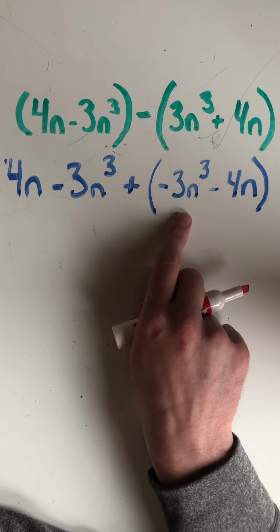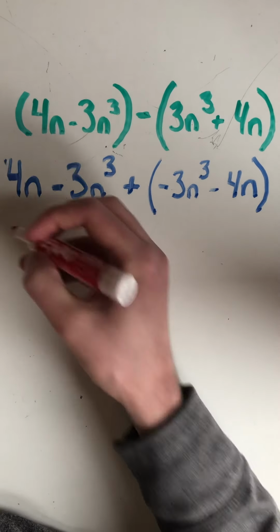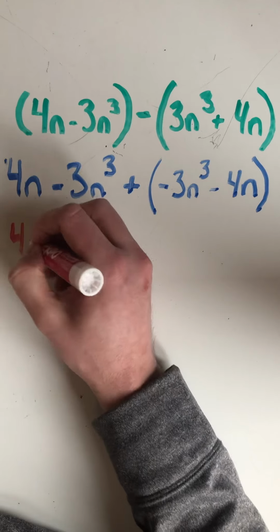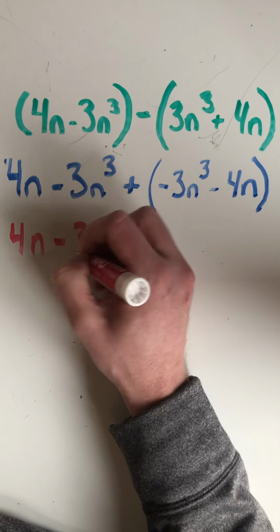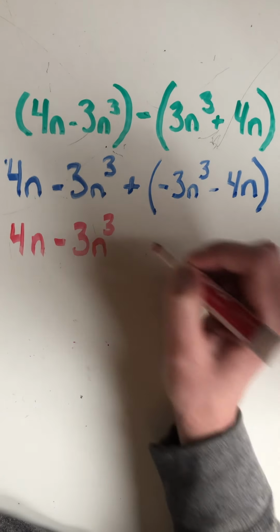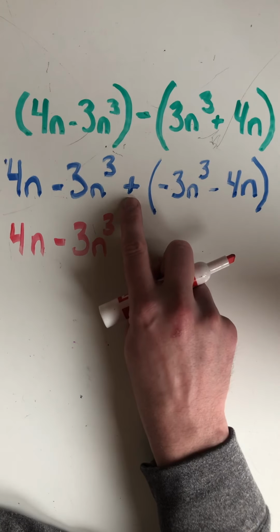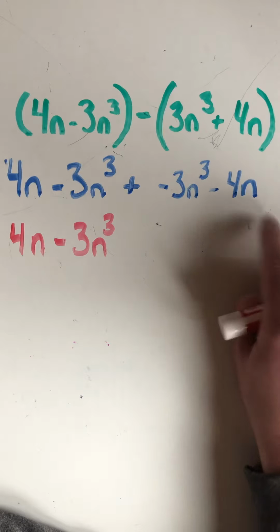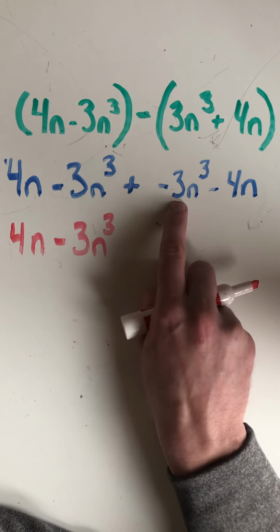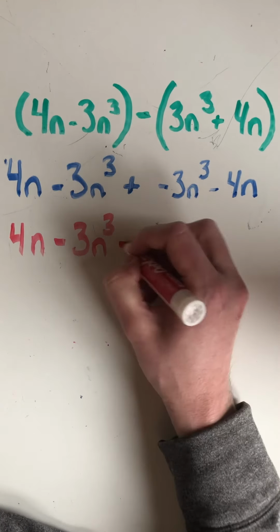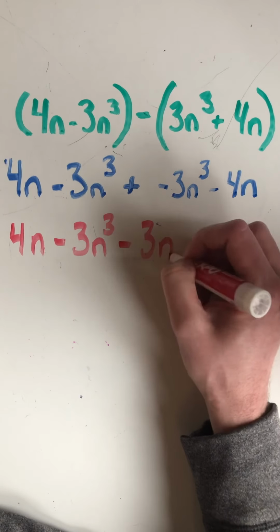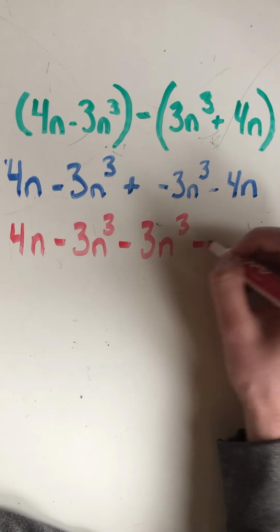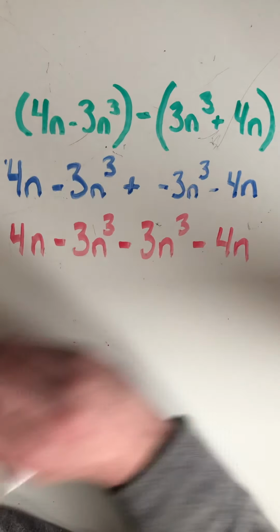So I'm going to rewrite this one more time. 4n minus 3n to the third, same thing. And now again, because I'm adding, I can think of this without the parentheses for a second. I'm adding a negative, so I'm really subtracting the positive. And again, keeping the minus 4n.